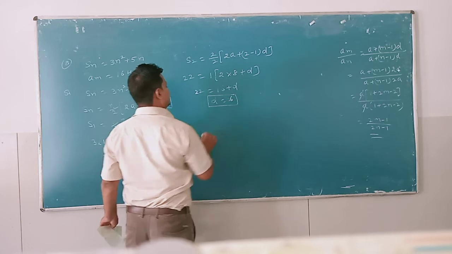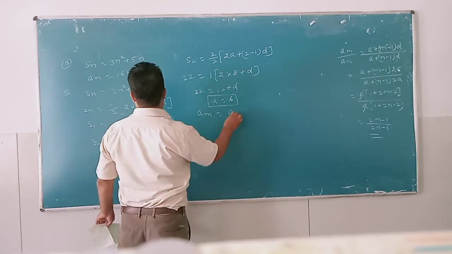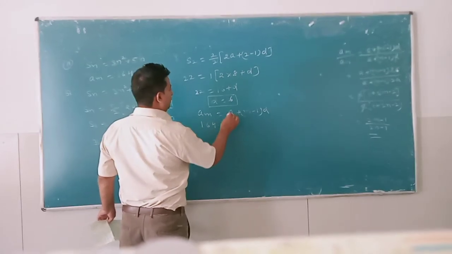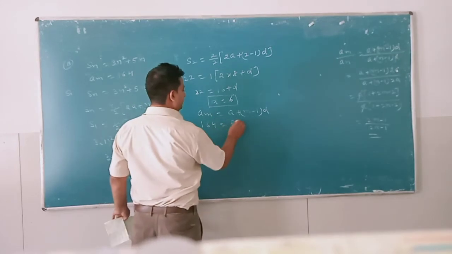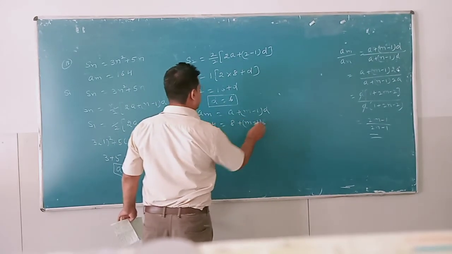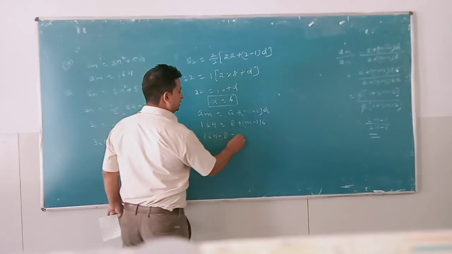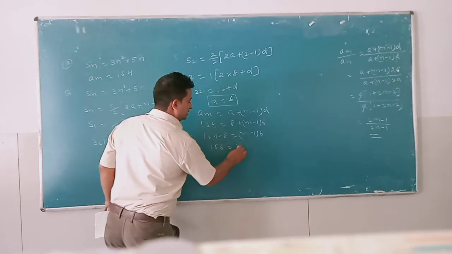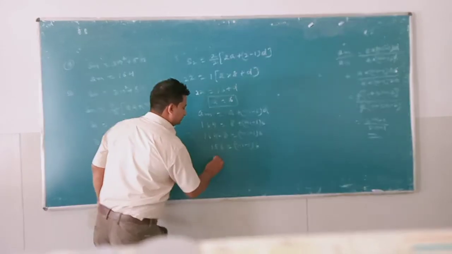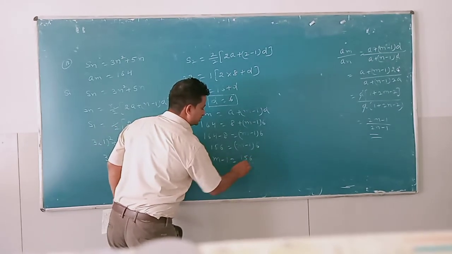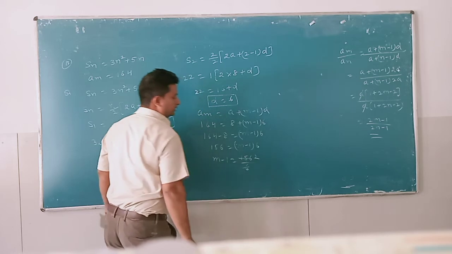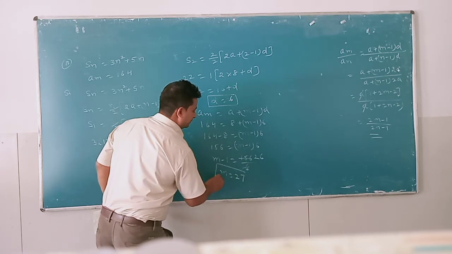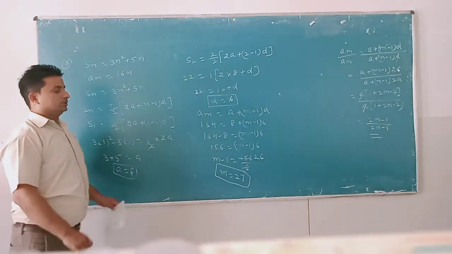Sorry, the value of d is 6, and am is a plus m-1 into d. This is 164. The value of a is 8, so 8 plus m-1, d is 6. 164 minus 8 equals m-1 into 6. This is 156 equals m-1 into 6. m-1 is 156 upon 6. 6 twos are 12, 6 threes are 18, 6 sixes are 36, giving 26. So m is 27. This is the answer of this question.